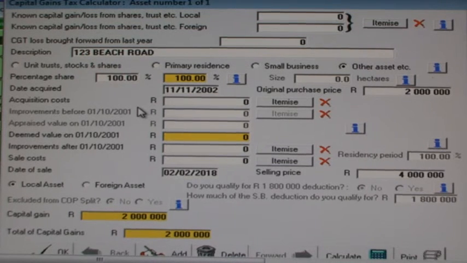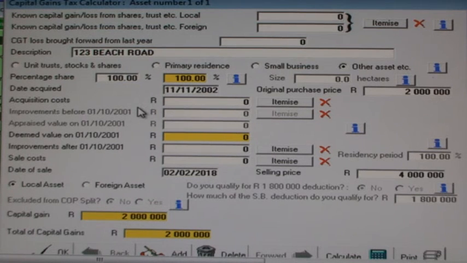You may claim acquisition costs such as registration costs, legal fees to prove ownership of the asset, etc. Improvement costs you may claim do not include maintenance expenses. If you fix the garage roof, then that is maintenance and you cannot claim it. If you built an additional garage, then that is an improvement and you can claim that.